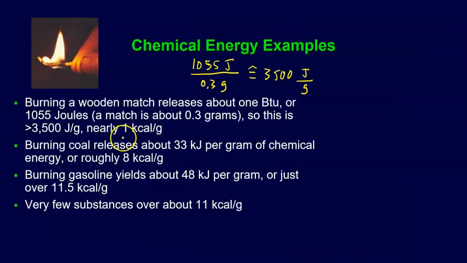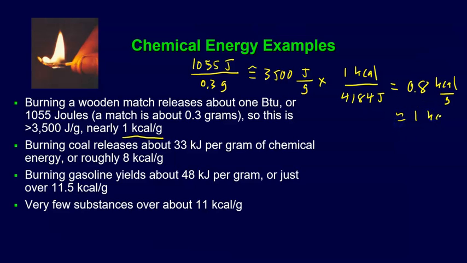That's good, but again, what we like to do is put it into calories, because that makes more sense to human beings. So I'm going to take that and multiply by the fact that 1 Calorie, which again we'll call a kilocalorie, is equivalent to 4,184 joules. When I did that myself, I got about 0.8 kilocalories per gram. So again, that's roughly 1 kilocalorie per gram. That lets us know how much energy we can release from this chemical reaction, burning a match, per mass of that particular material.